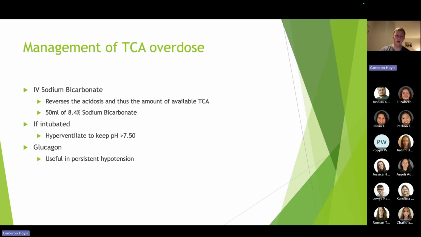Again, management of tricyclics: IV sodium bicarbonate, similar to the urine alkalization, reverses the acidosis. If the patient is intubated, we tend to hyperventilate them to get rid of some of that acid. And glucagon can be useful in persistent hypotension. I'm not sure why in tricyclics, but the most important thing to know about tricyclics is the sodium bicarbonate as the antidote.